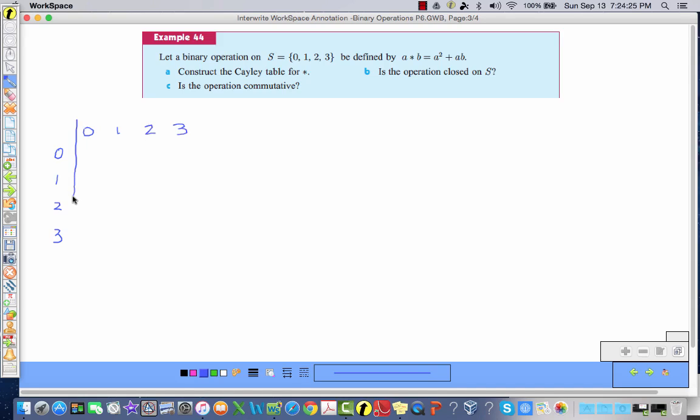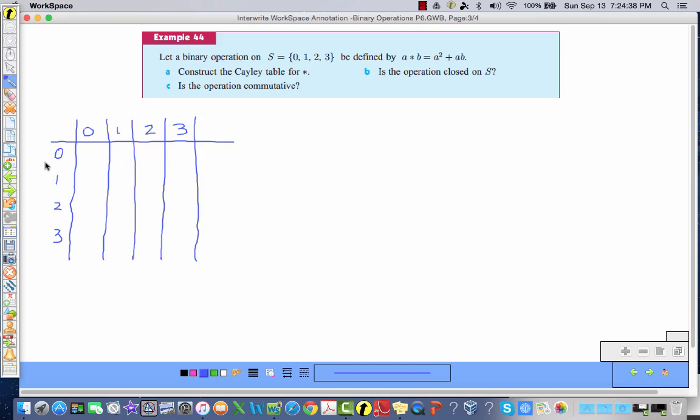Let's see how straight I can get my lines. We're going to make a little table just like we made our multiplication tables. I'm going to make it a nice little box, and we put our operation, which is star.